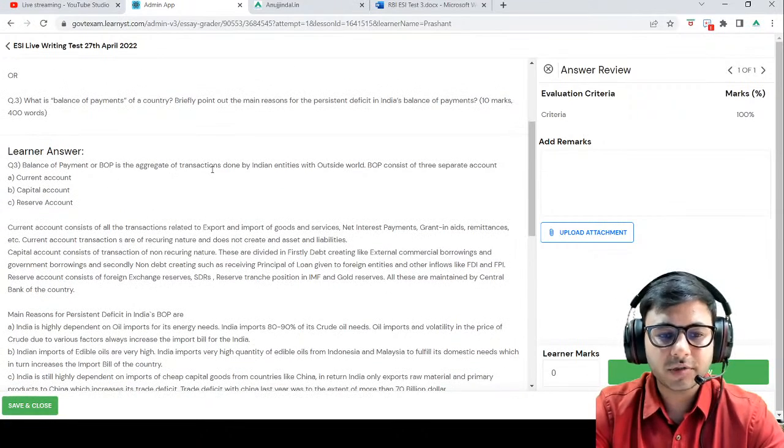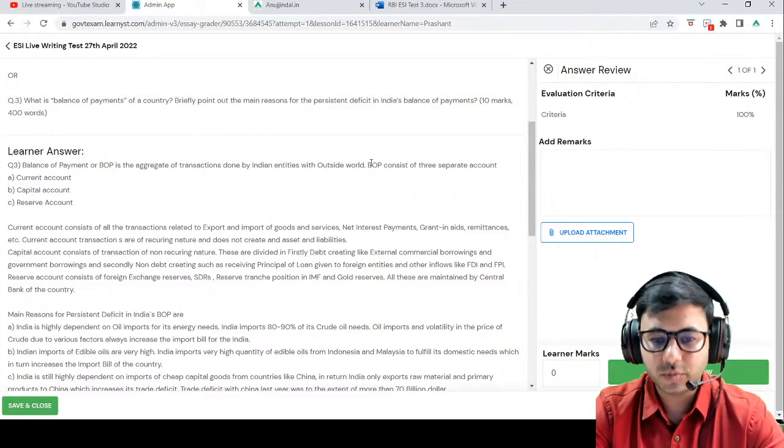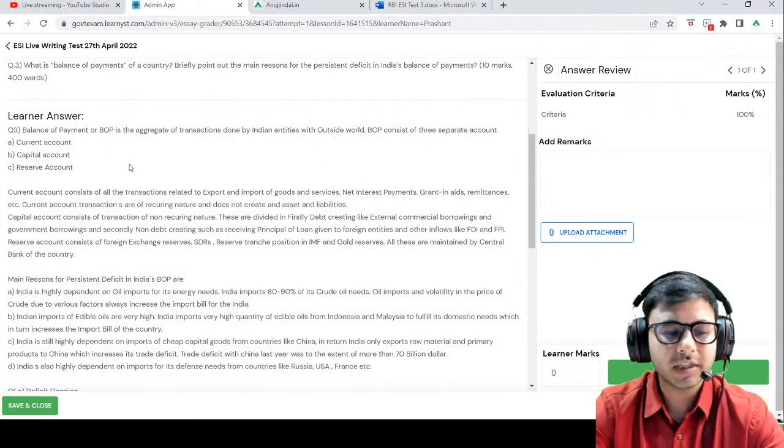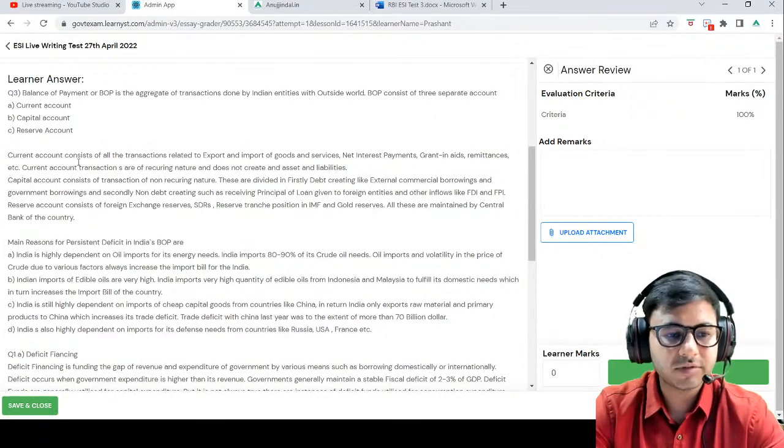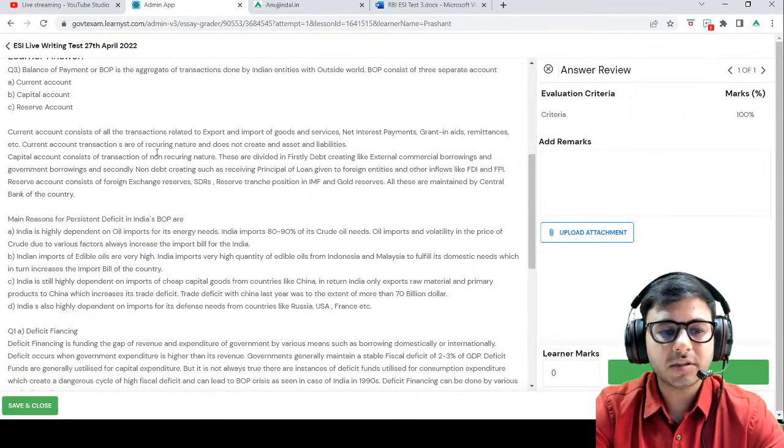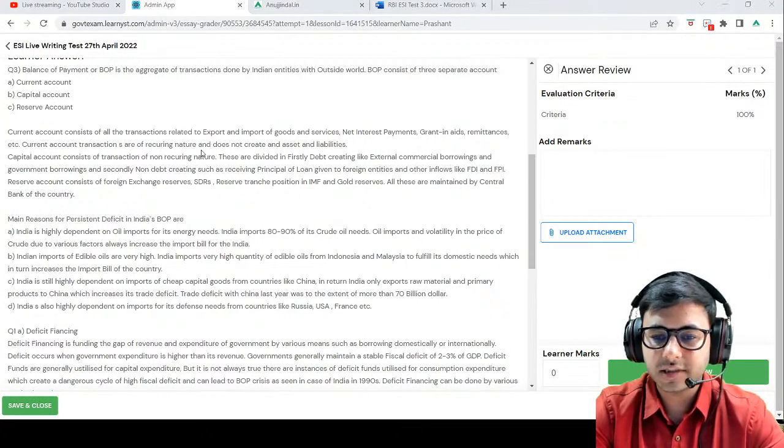BOP is the aggregate of transactions done by Indian entities with the outside world. BOP consists of 3 separate accounts: current, capital, reserve. Current account consists of all the transactions related to export and import of goods and services, net interest payments, grants and aids, remittances, etc. Current account transactions are of a recurring nature and do not create assets and liabilities.